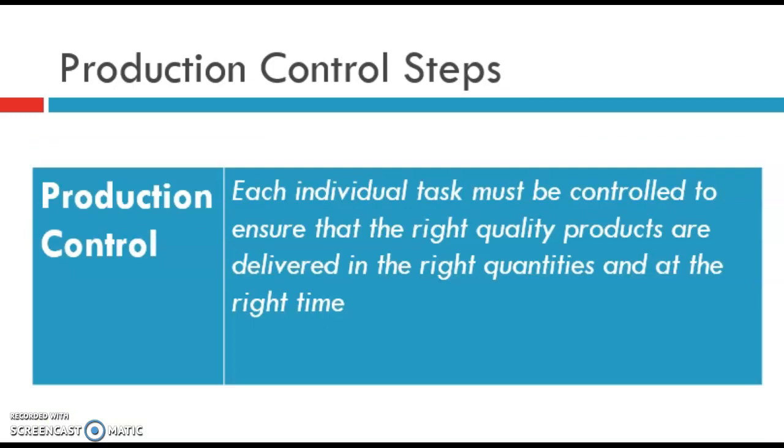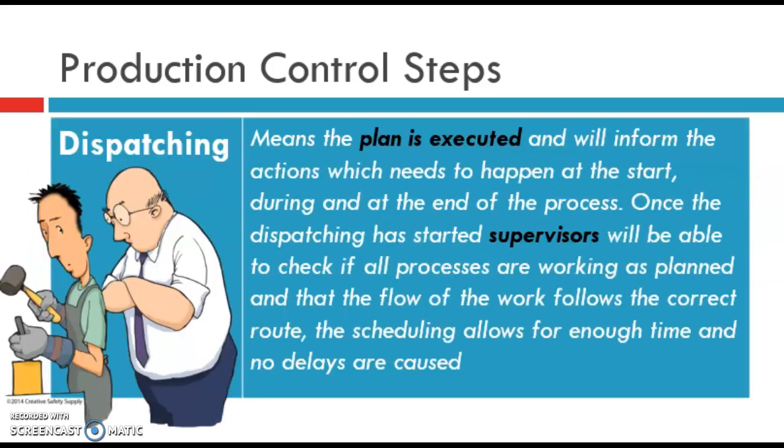Now we're going to look at production control steps. Remember, we did deal with production planning steps. We're now looking at control. So what is production control? Each individual task must be controlled to ensure that the right quality products are delivered in the right quantity and at the right time. Okay, so everything needs to be absolutely perfect. Then we move on to what we call dispatching. This means the plan is executed and will inform the actions which need to happen at the start, during, and at the end of the process.